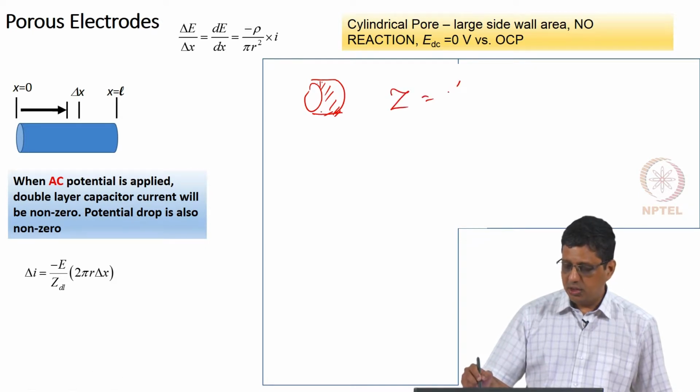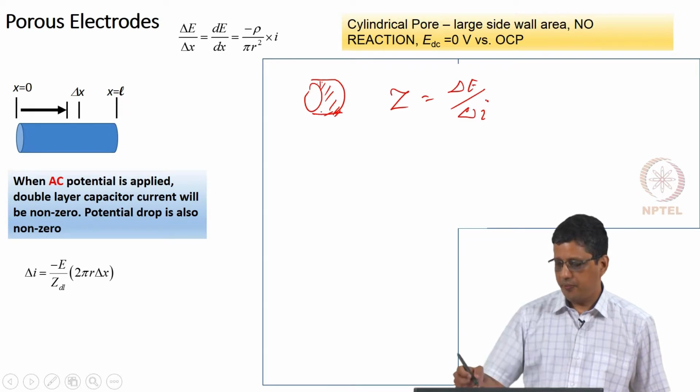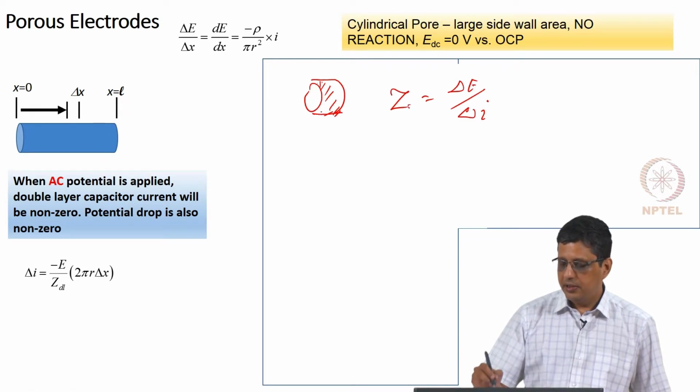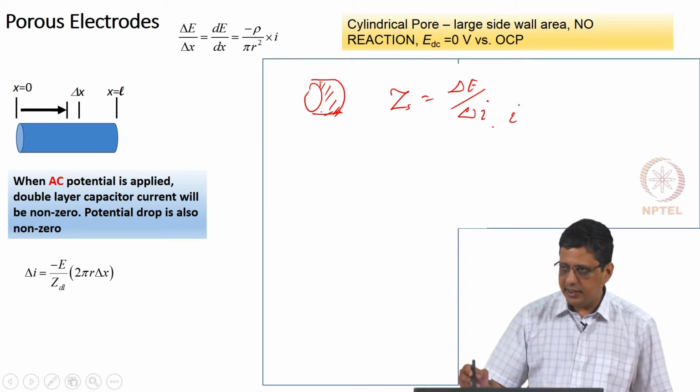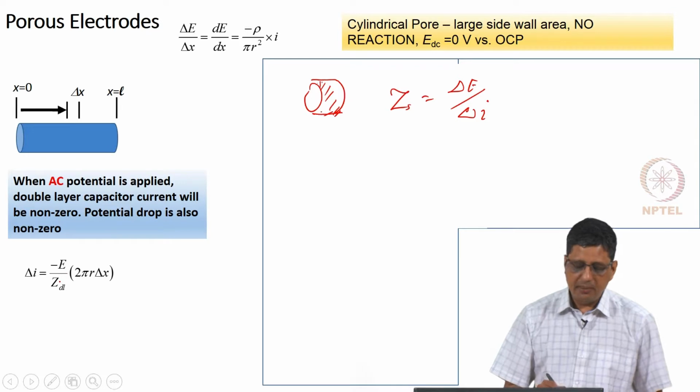Impedance is going to be del E by del I. Impedance per unit area is given by this. If I want to look at the current, not current density, what I have to do is find this value, del E by del I.